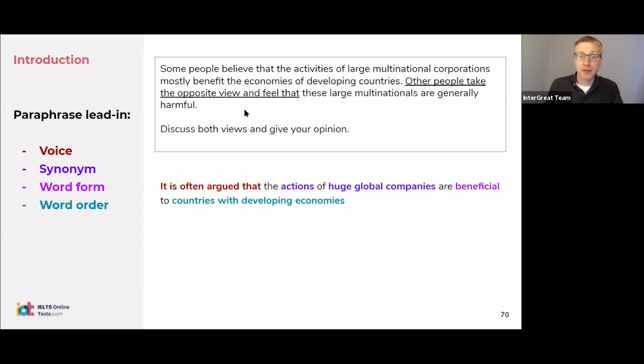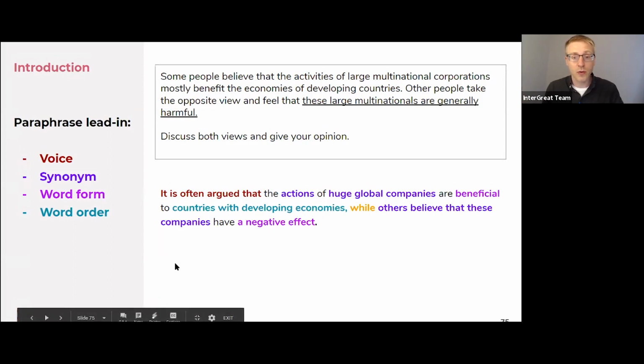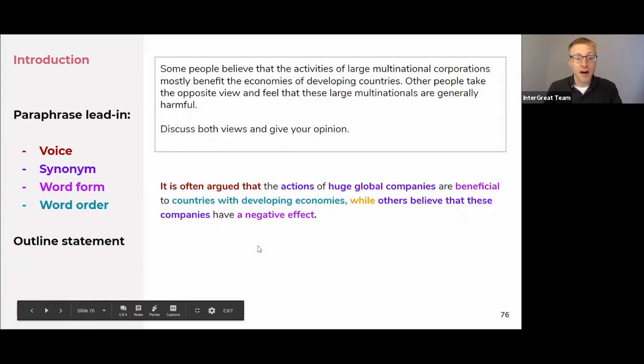We need to say other people take the opposite view. Here, we're saying it's an opposite, so we'll say while others believe that these large multinationals are generally harmful. So here I've said these companies have a negative effect. So again, changing the word form, harmful, a negative effect. So here is our paraphrase. You could also use whereas, that's fine as well. Now we need to give our outline statement.